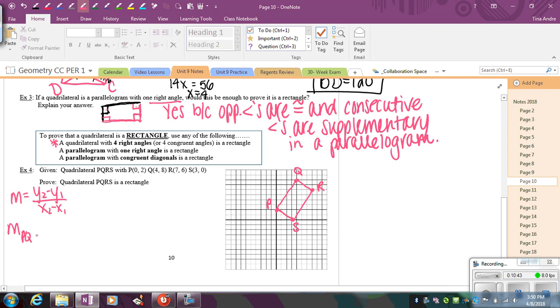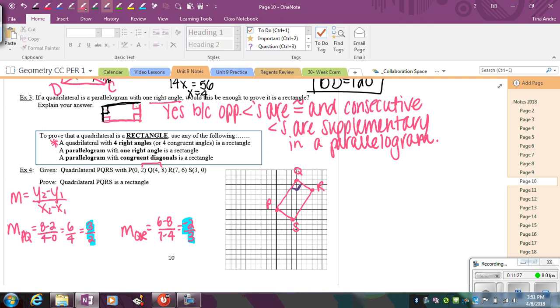I'm just going to start with PQ. So the change in y's, subtracting the y values, subtracting the x values. This is going to give me 6 over 4, which reduces down to 3/2. I'm going to move on to the next side adjacent to that, the slope of QR. I'm going to subtract, so 6 minus 8, and then 7 minus 4. This is going to give me negative 2 over 3. This is good because right now I'm seeing that these are negative reciprocals. So therefore I know that angle Q is a right angle.